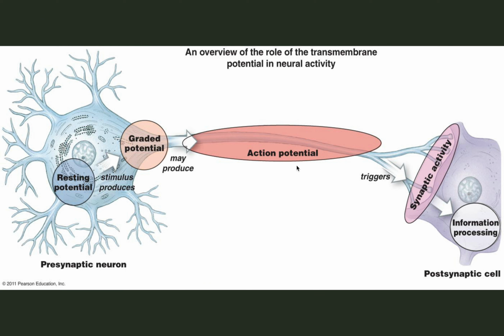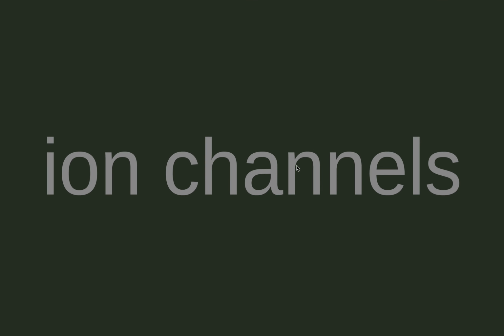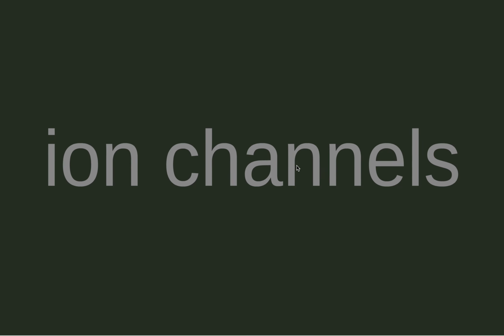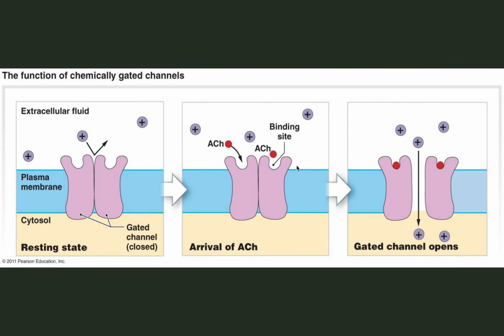Alright, so next, that's the resting potential. Now we're going to talk about graded potentials, but first we need to talk about ion channels. So here are some ion channels. Ion channels allow ions to cross the plasma membrane and change the transmembrane potential, because remember ions are charged particles. And what we're seeing right now are chemically gated channels.